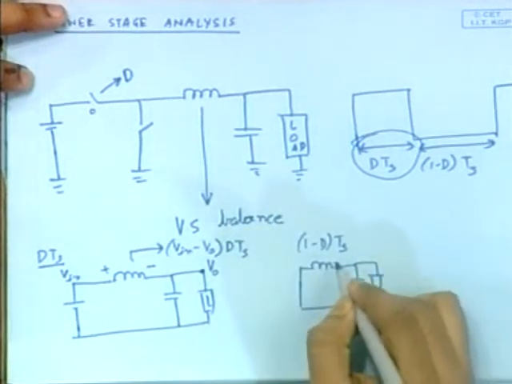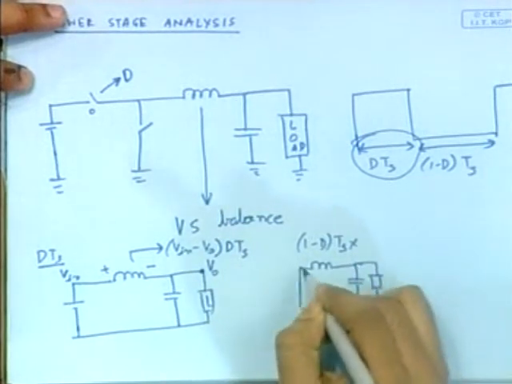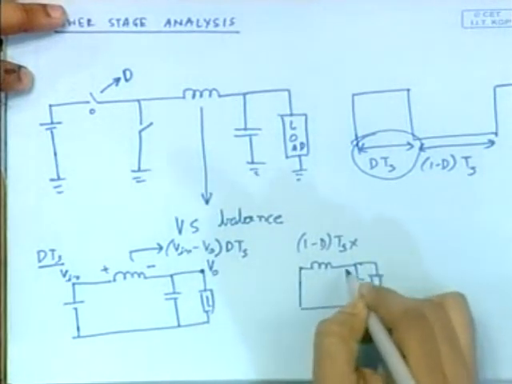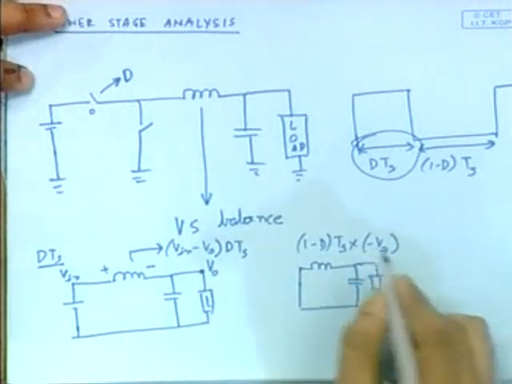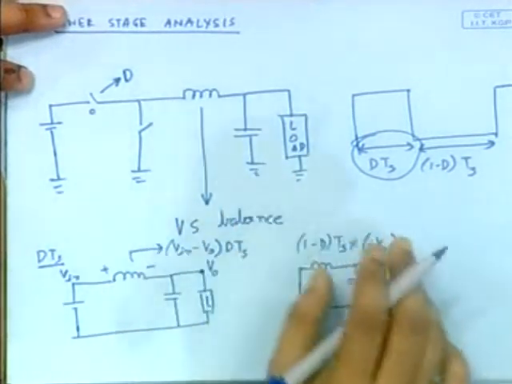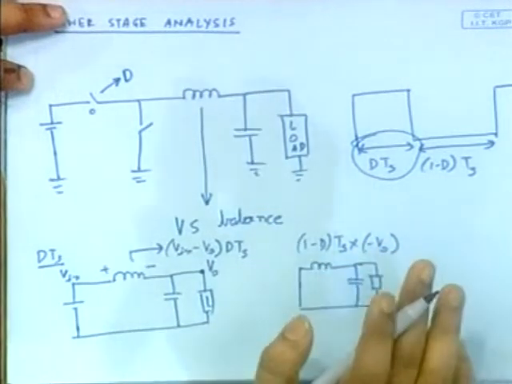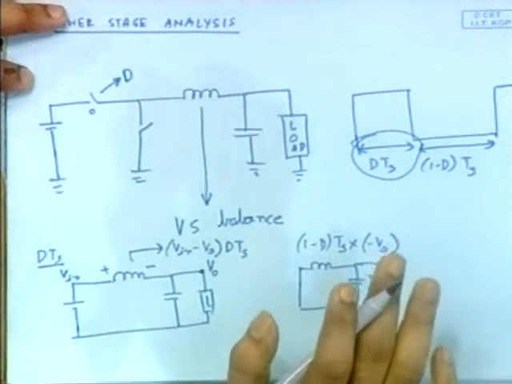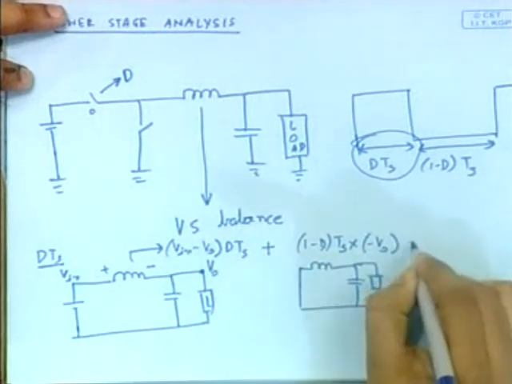Then what happens? Then it is (1 minus D) Ts into V in minus V out, as earlier. So this one is minus V out, because this side is 0 obviously. Now when we say volt second balance, it means the total of the volt and second will remain constant. This difference will be 0. All right, so this plus this is equal to 0.